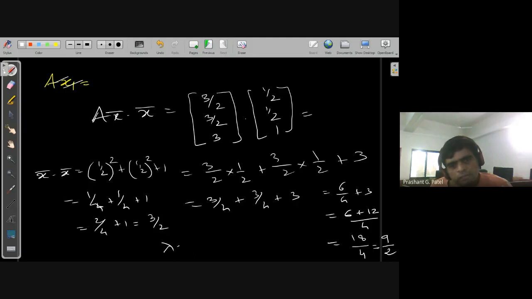So what is the lambda? That is A x bar dot x bar upon x bar dot x bar. The above value, A x bar dot x bar, we have calculated as 9/2, and this value, x bar dot x bar, we have calculated as 3/2. So finally, 3 is the answer.